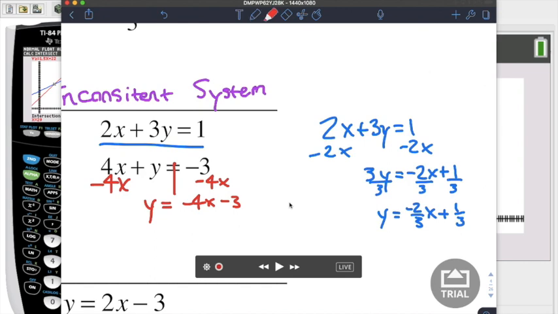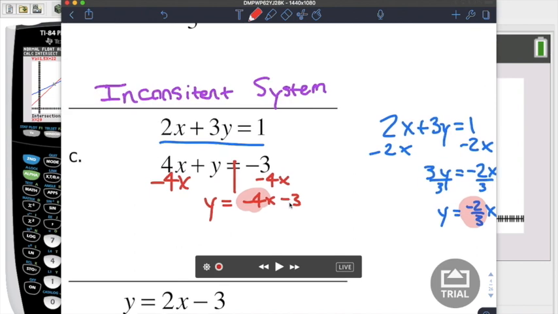Obviously, if you look at your slopes, they're different slopes. If they're different slopes, that means they're only going to intersect once. We call that an independent system.